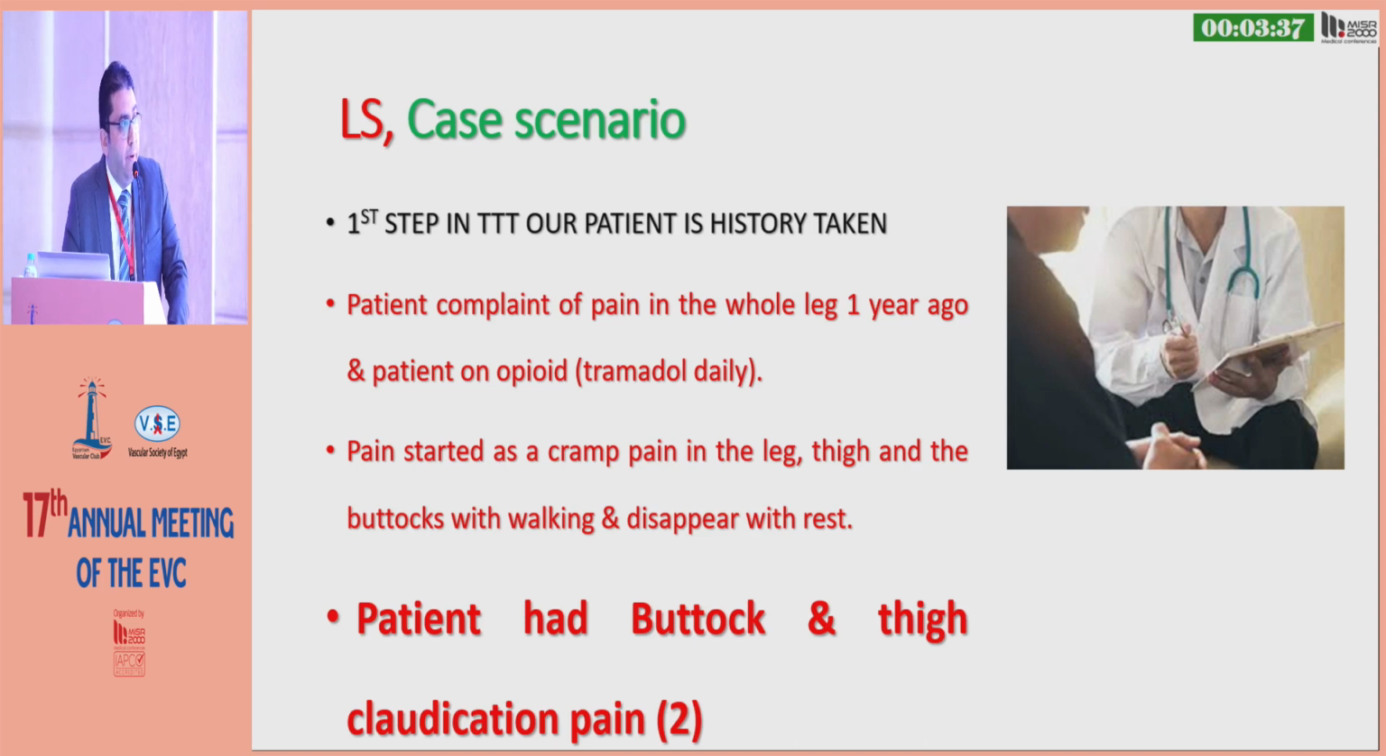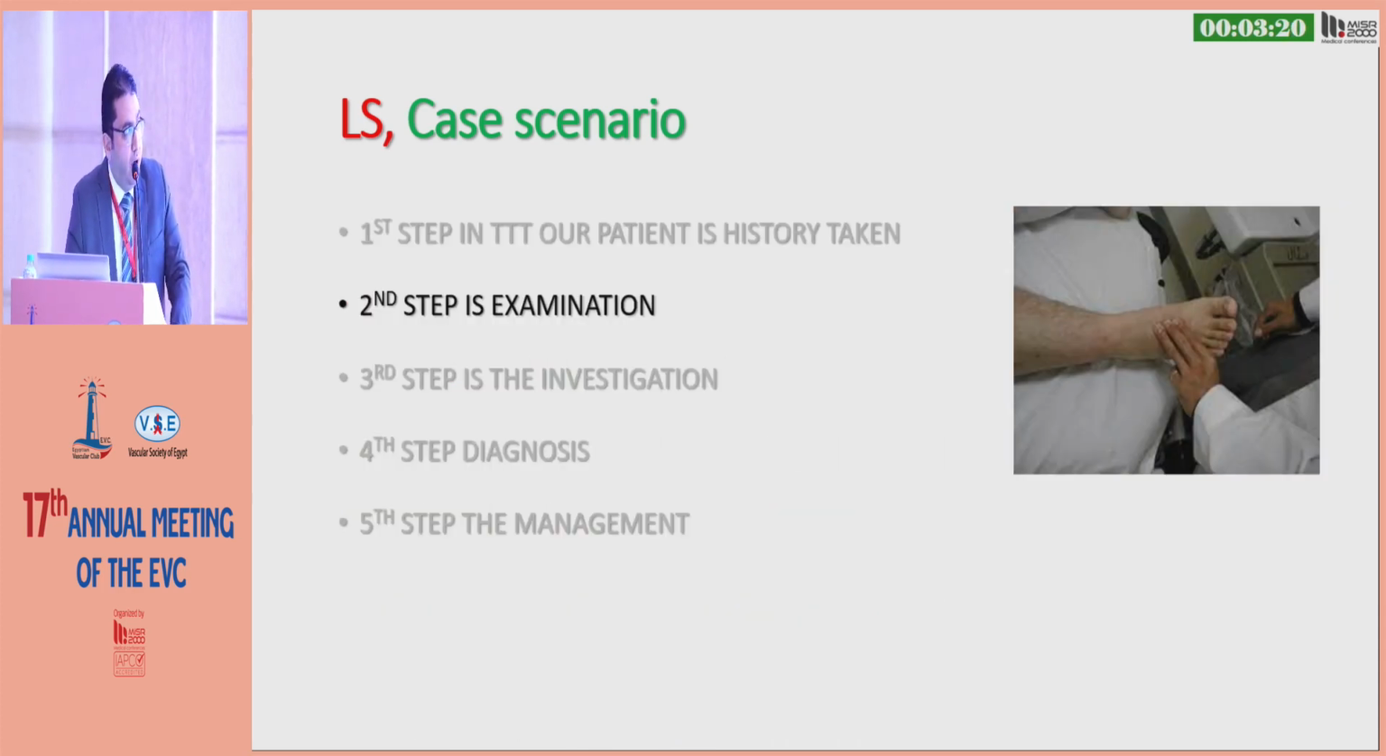The patient also complained of pain in the whole leg 1 year ago, and is on opioid, tramadol, daily. Pain started as a cramp in the leg, thigh, and buttock with walking and disappears with rest. This is the claudication pain. It is the second point in our triad.